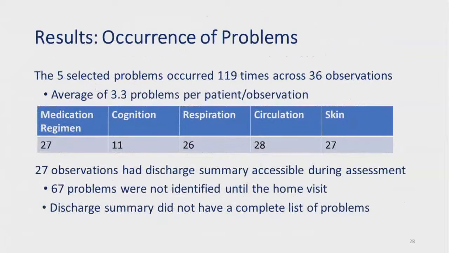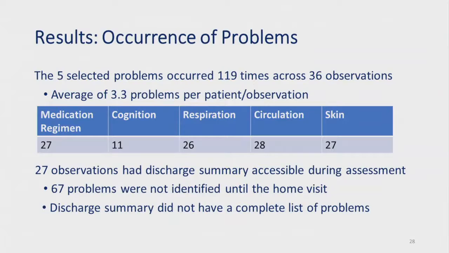So in terms of the count of the occurrence of problems, the 5 selected problems listed in the table here occurred 119 times across the 36 observations, for an average of 3.3 out of 5 problems per patient or observation. And as you can see, 4 of the problems occurred most often, 26, 27, 28 times, and those are medication regimen, respiration, circulation, and skin, whereas the problem of cognition occurred less than half, about 11 times.